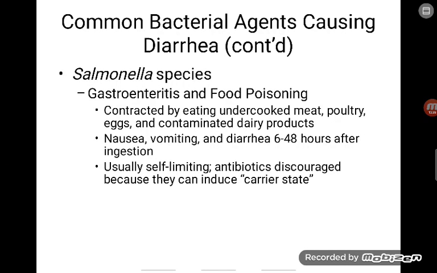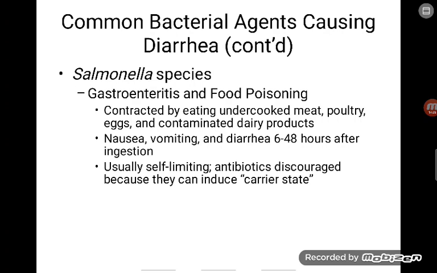The second common bacterial agent causing diarrhea is the Salmonella species. There are many species belonging to Salmonella. Some of the species of Salmonella cause gastroenteritis and food poisoning. These are contracted by eating undercooked meat or poultry, eggs, and contaminated dairy products.